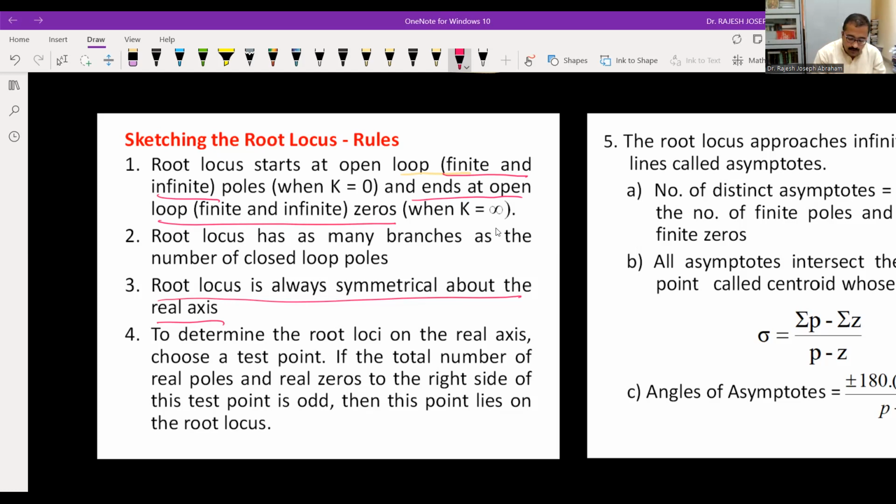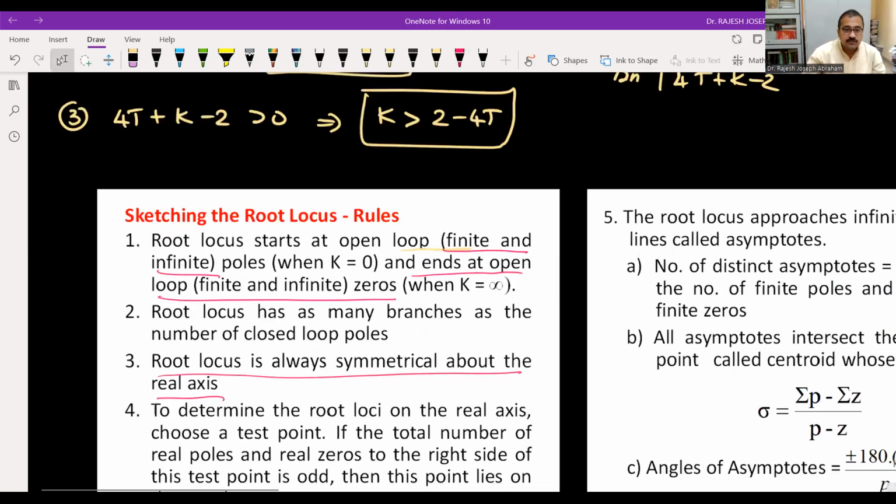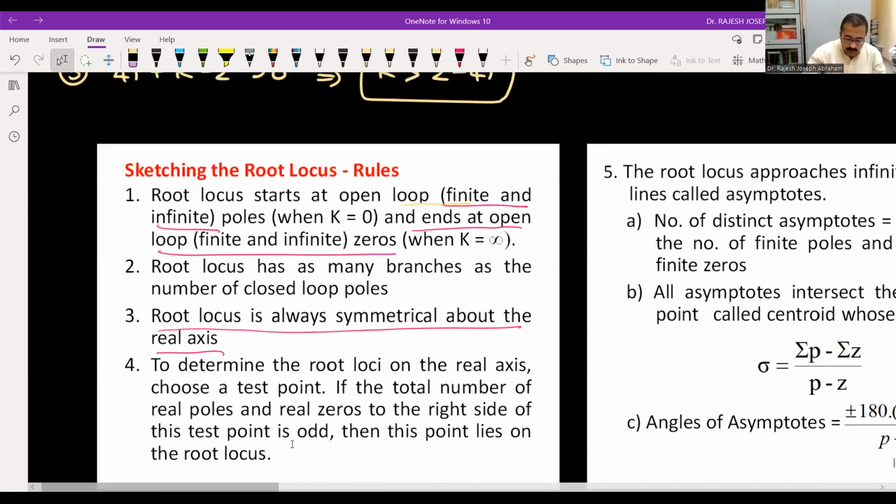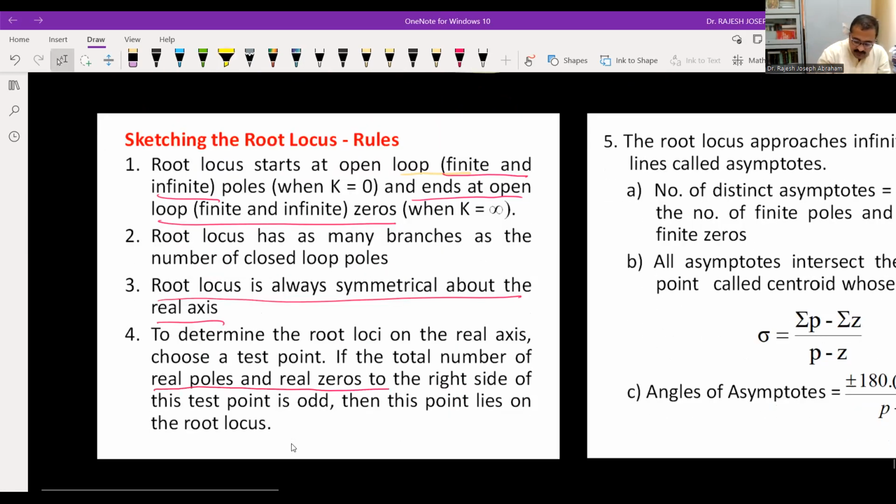Then to determine root locus on the real axis, what is to be done? We have to choose a test point. If the total number of real poles and real zeros to the right side of the test point is odd, then this point lies on the root locus. I have already explained that. So you consider a test point, and to the right side of the test point there should be an odd number of real poles and real zeros. If that is the case, then the test point lies on the root locus. Otherwise, it is not a portion of the root locus.